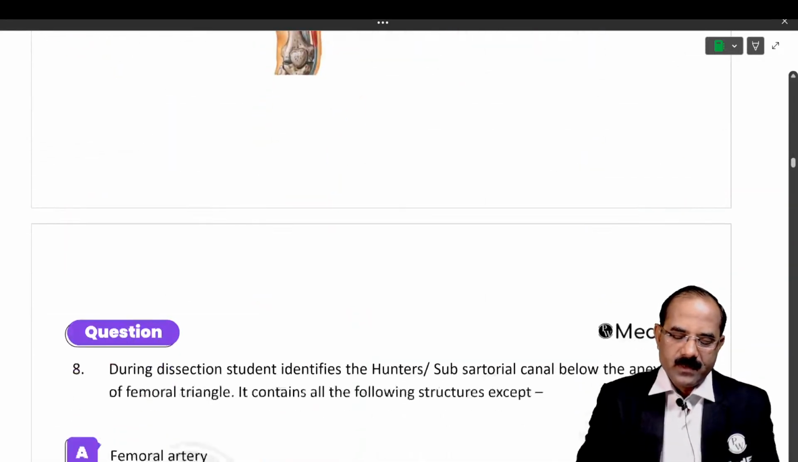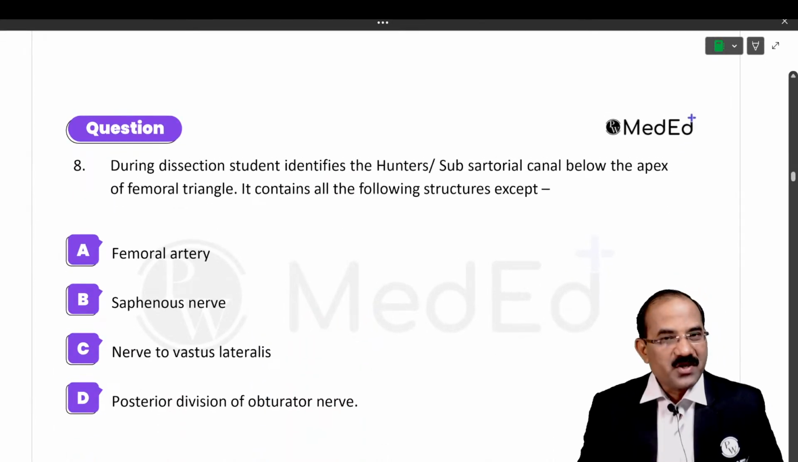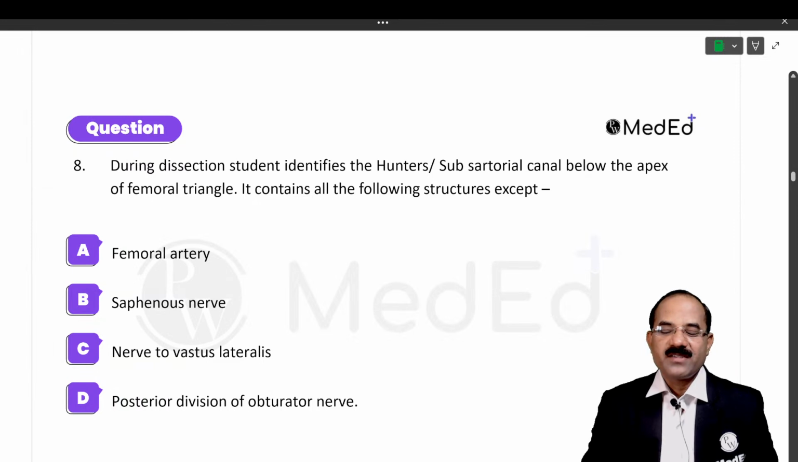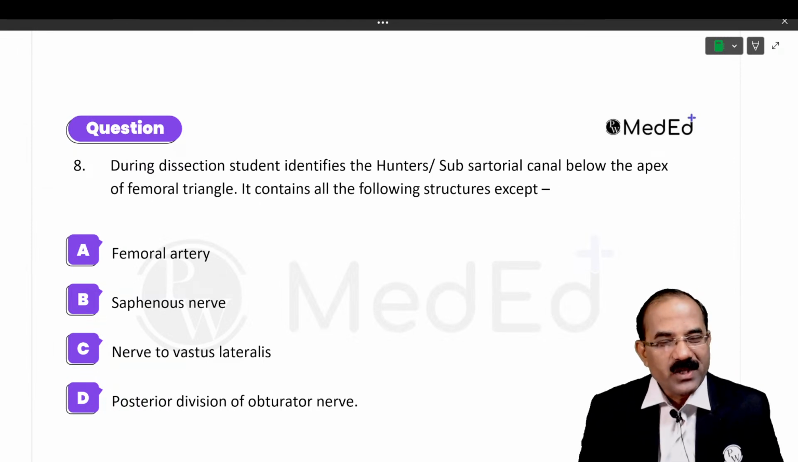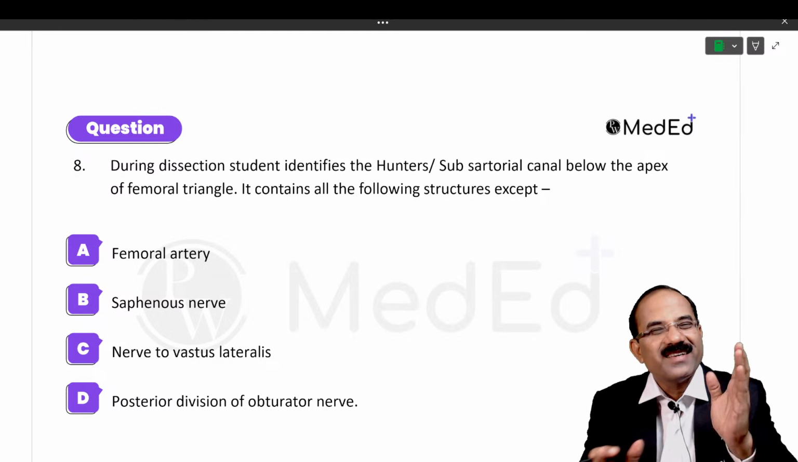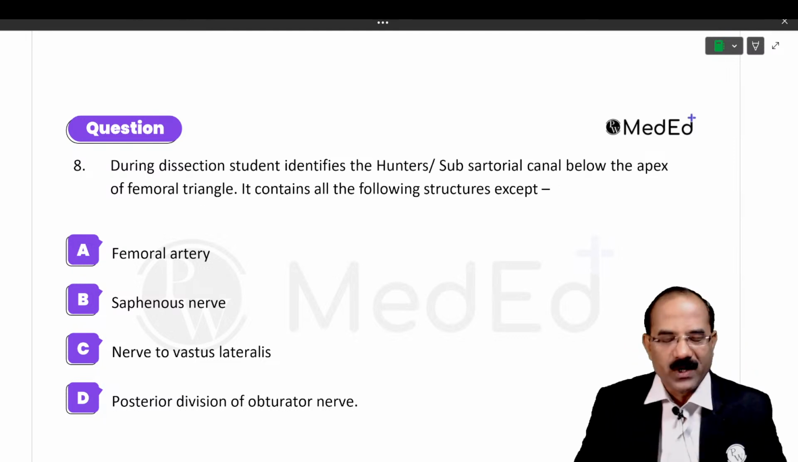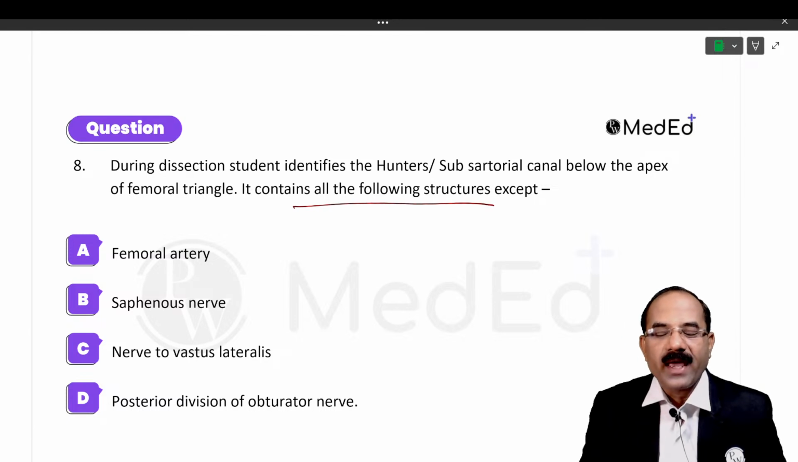Students, we go to the next MCQ here. During dissection, a student identifies the hunter's canal or the subsartorial canal below the apex of the femoral triangle. Is that correct? Where the femoral triangle ends, what begins is the hunter's canal or the subsartorial canal. It contains all the following structures except, yes.